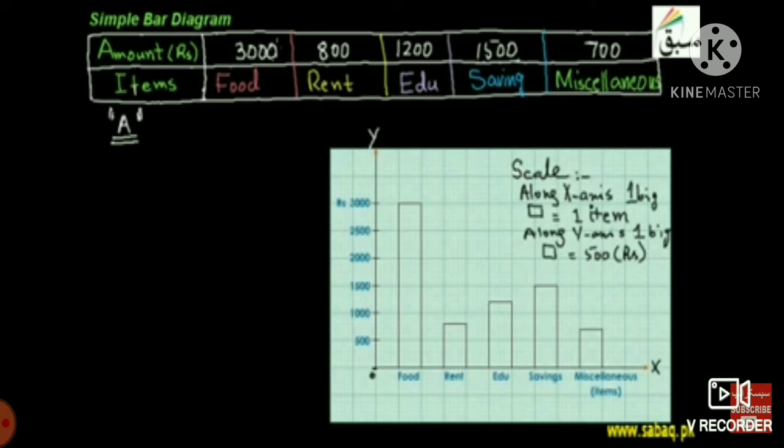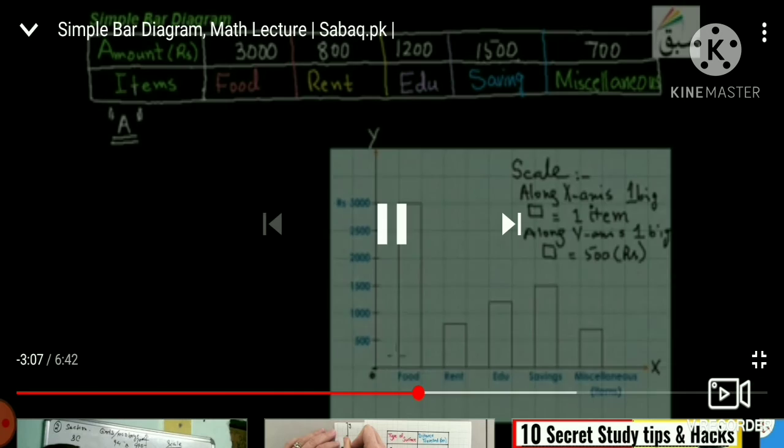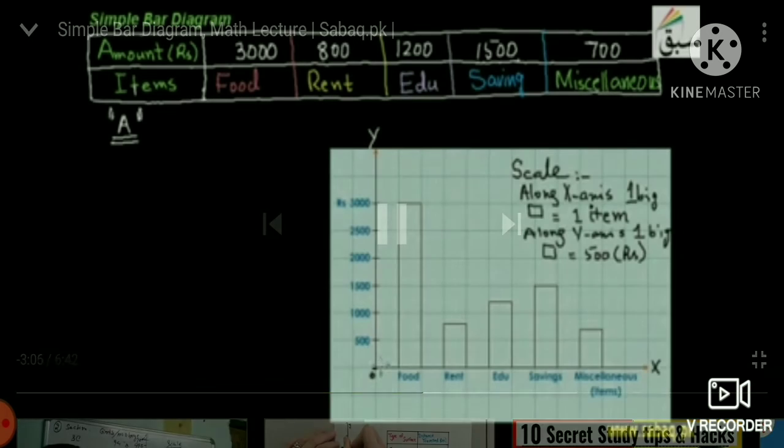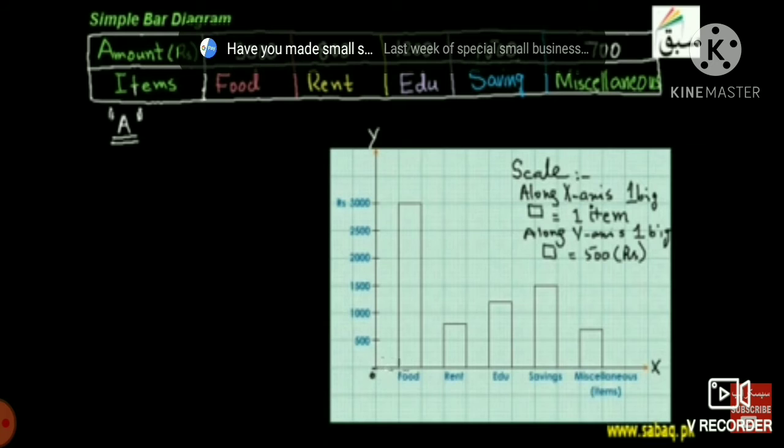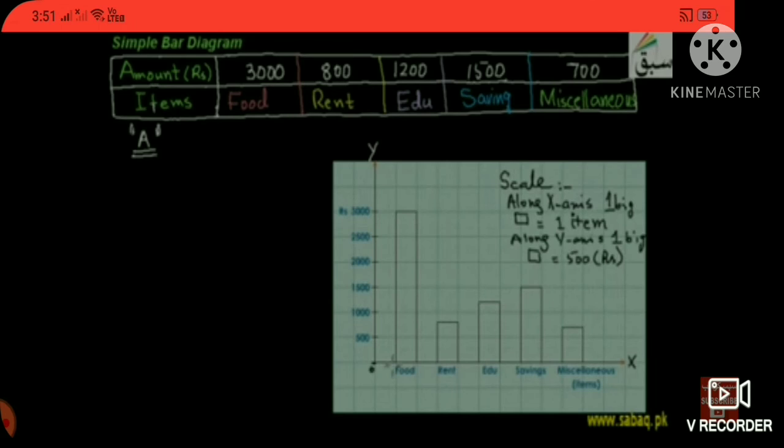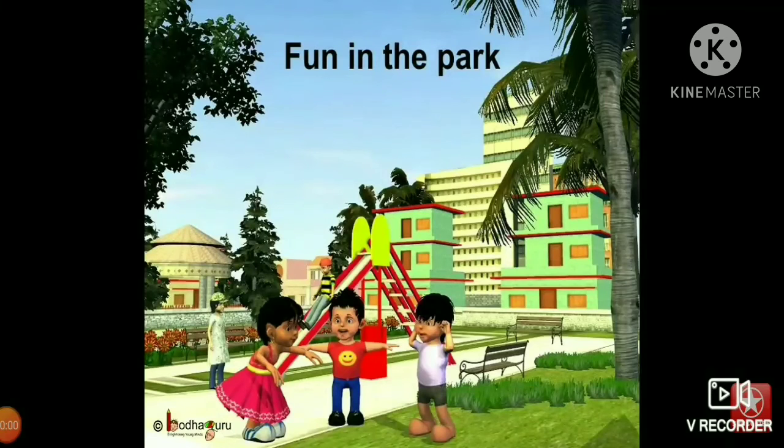So you can use the graph book, or you can draw this bar graph on any paper also. The graph paper is good because everything is arranged as a unit of the distance. So this is arranging the bar graph by using the data. The next one is just to observe this fun in the park.